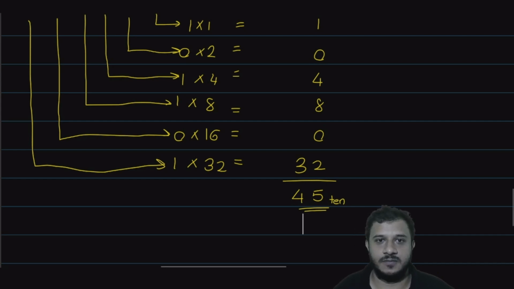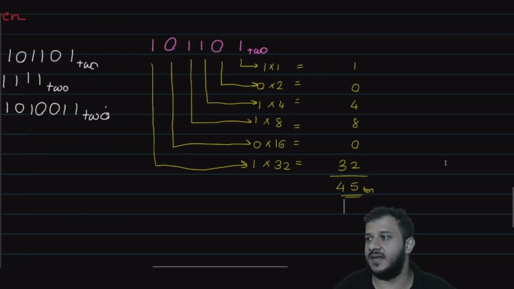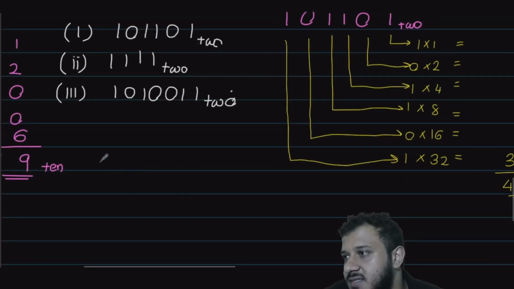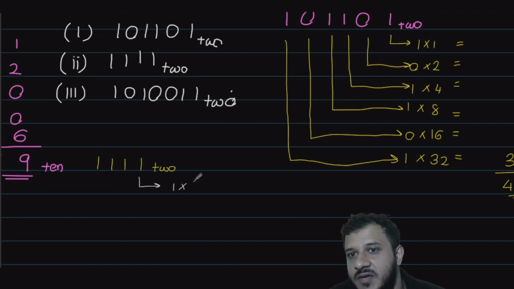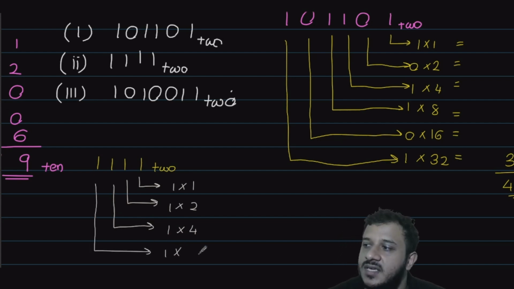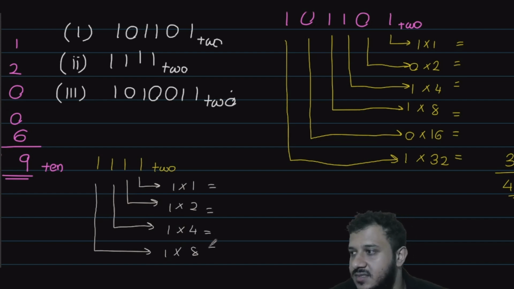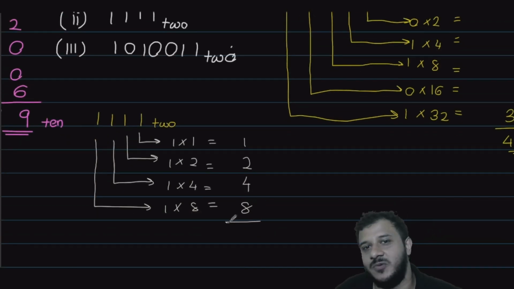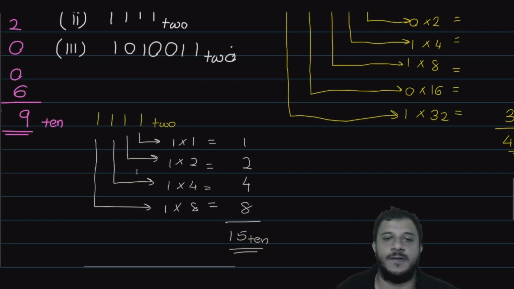All good? Yeah. Then the next one. Next one is 1 1 1 1, base 2. So the first one means 1 times 1. The second one means 1 times 2. The next one means 1 times 4. And the last one means 1 times 8. Tick, tick, tick, tick. 1 and a 2 and a 4 and an 8, because every place value is there. And then that's going to be a 15.